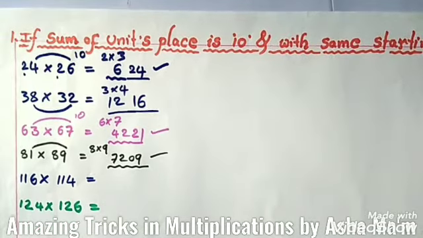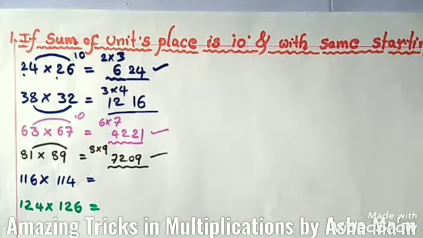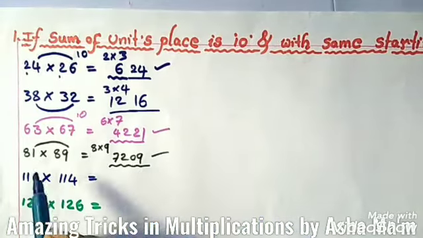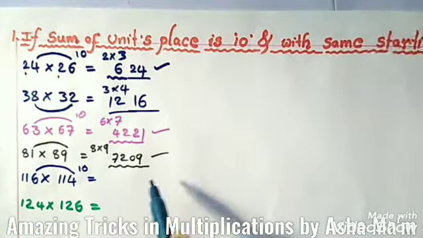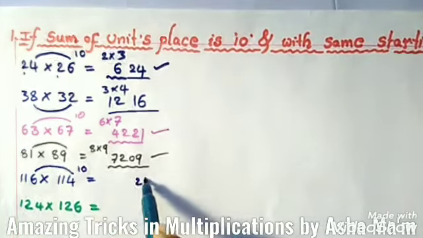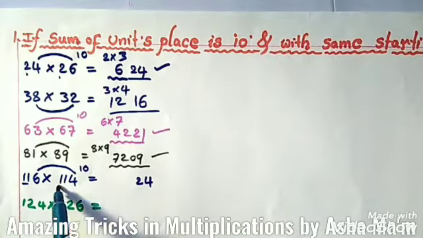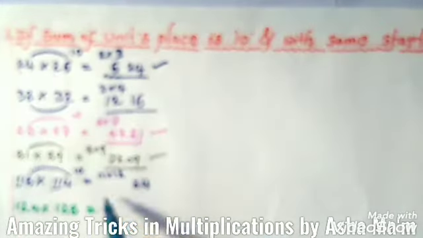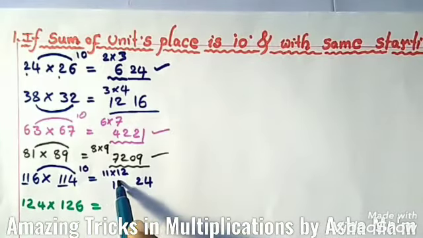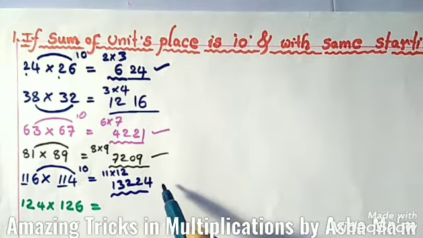Okay, let us see the next example here. 116 into 114. So here also the same, if you add these two numbers, you should get 10. So 6 4s are 24. Now here 11, here also 11. 11 after 12. So simply 11 into 12. That is 132. That is the answer.